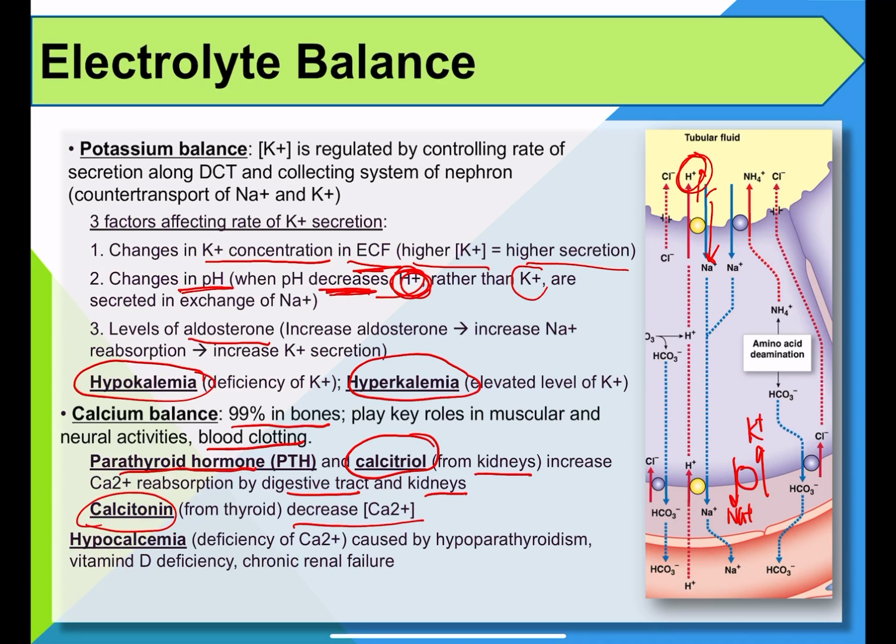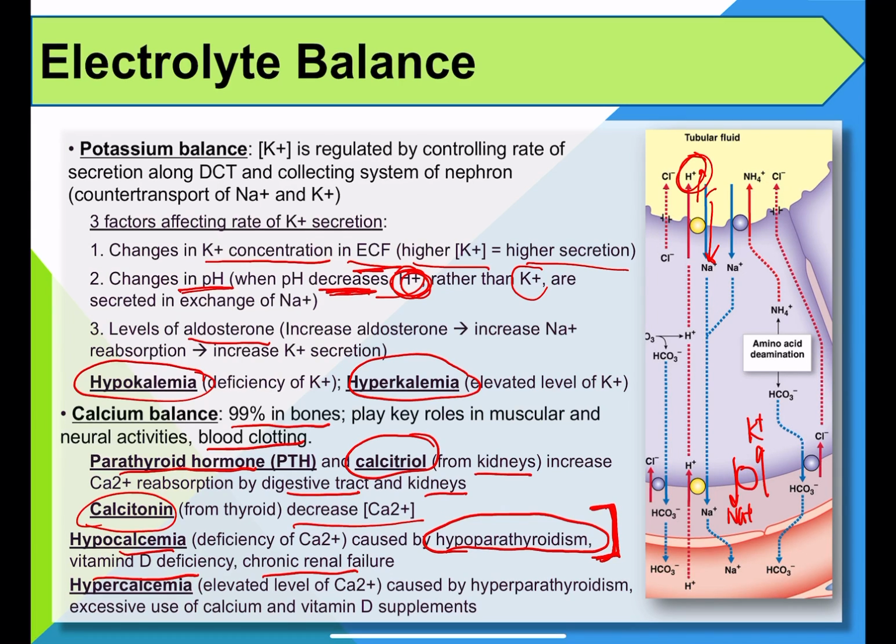When you have too low of calcium, it's called hypocalcemia, which can often be caused by hypoparathyroidism, vitamin D deficiency, and chronic renal failure. Make sure you understand why this is the case, because I can ask on the exam. Hypercalcemia is when you have elevated levels of calcium, which is usually caused by hyperparathyroidism, too much parathyroid hormone, so you're reabsorbing too much calcium, or excessive use of calcium supplements or vitamin D supplements. Vitamin D has to do with how much calcitriol you're making, and in a sense, how much calcium you are reabsorbing.